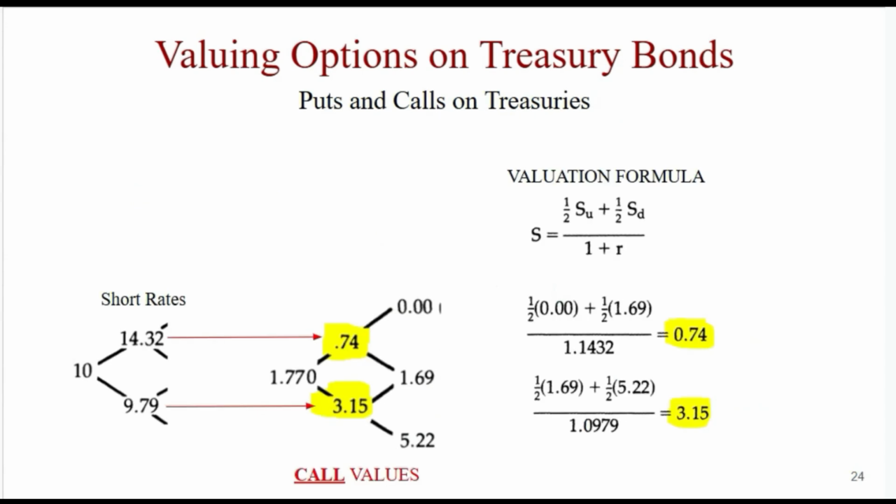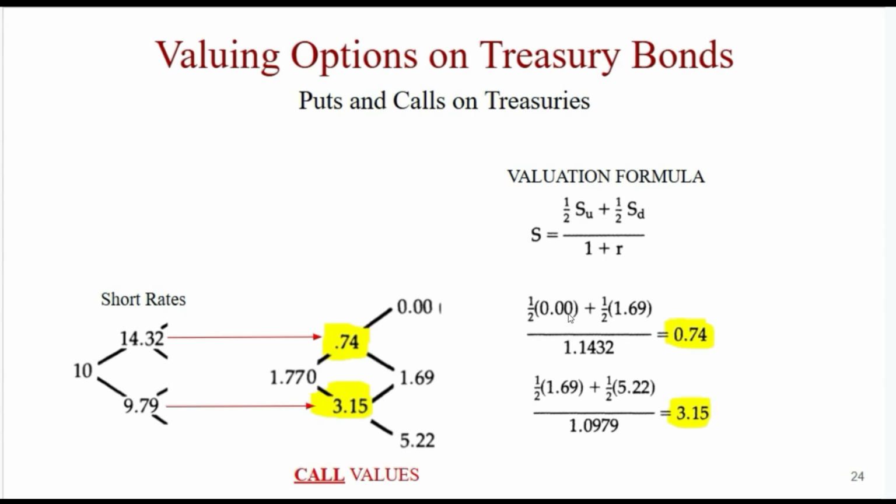So now that we know the value of the options at expiration, we can use our old valuation formula to value the options all the way back to today. We have our short rate tree, which gives us the short rates to enter as R. We take the average of our two prices off the node, and then we discount them back to the node by the short rate.